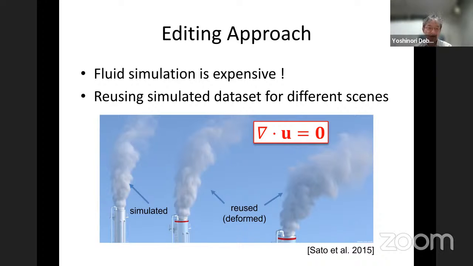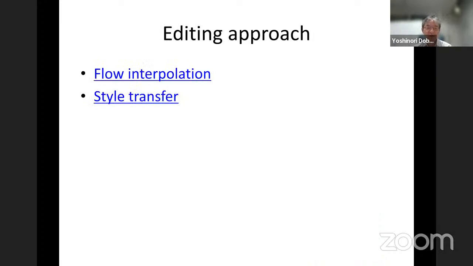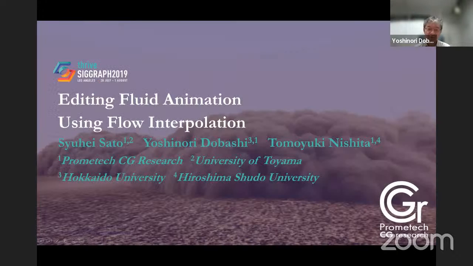And recently, we have developed two approaches based on the idea described in the previous section. The first one is a flow interpolation, and the second one is a style transfer. I would like to talk about the first one only today. The first one is actually an interpolation technique, and the second one is a kind of extension of texture synthesis to the velocity field. Let's move on to the first one, this one.